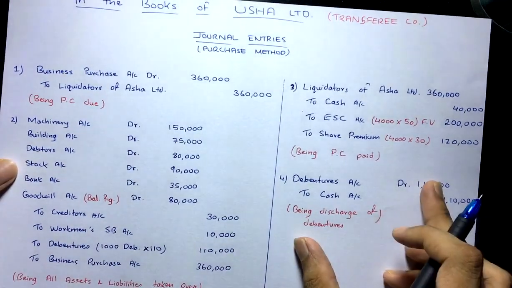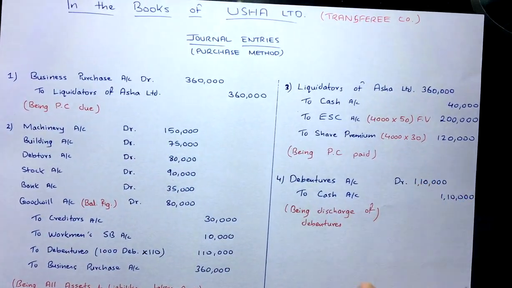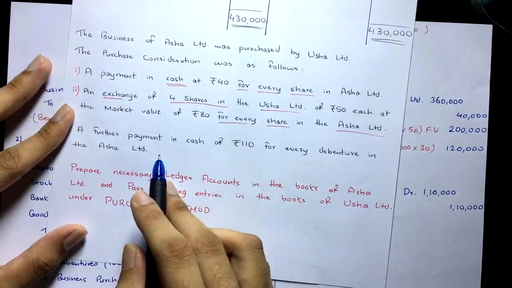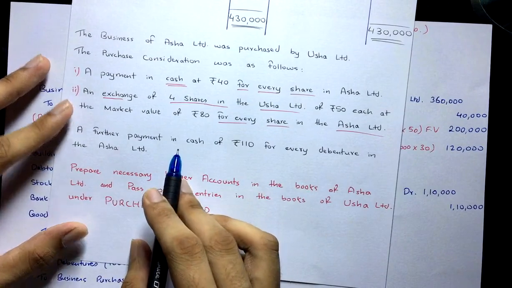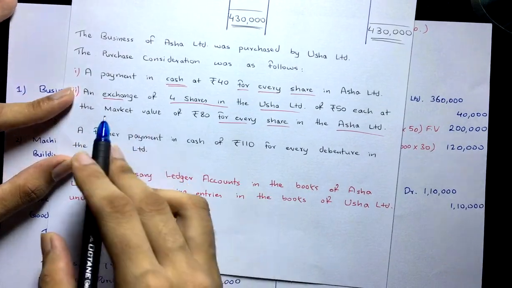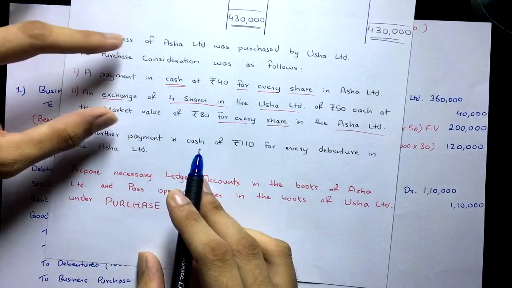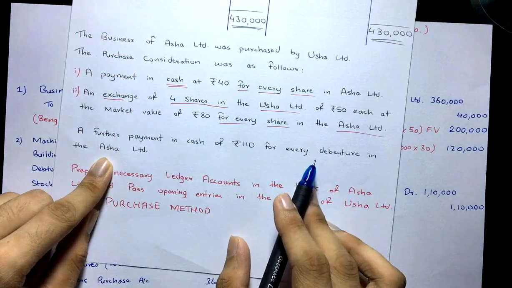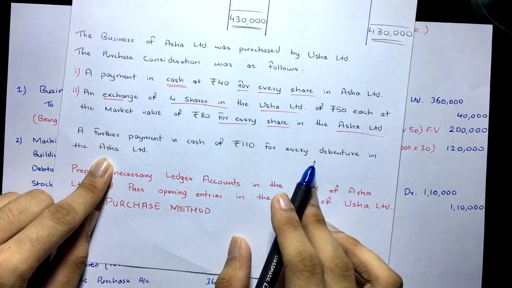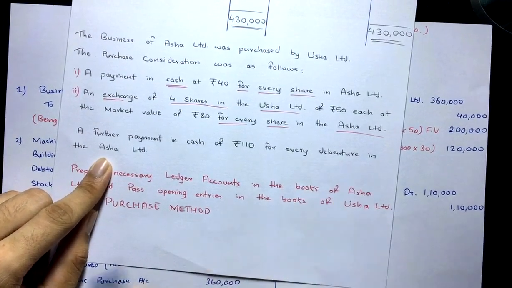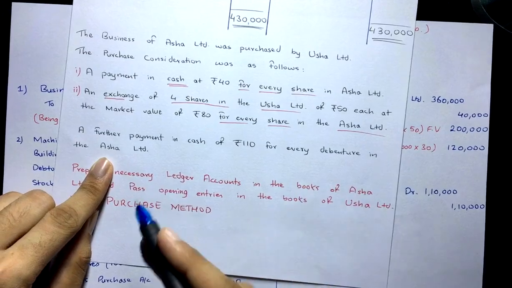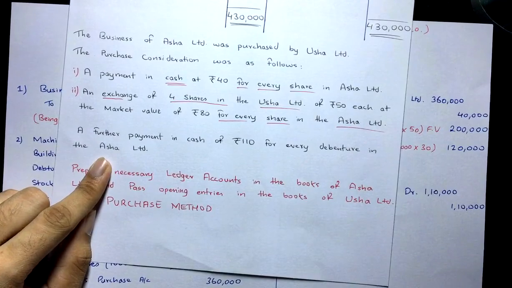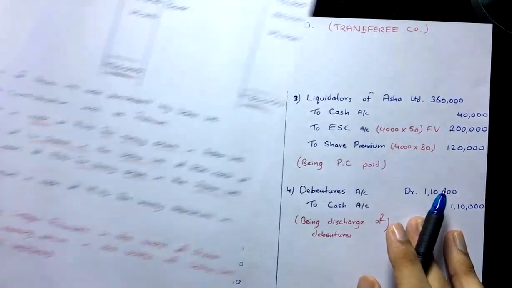And then the fourth entry is payment of debentures. In this question, we have paid the debenture holders. Now this was given along with the purchase consideration. See here they are talking about purchase consideration, and here this is given. We have paid debenture holders also, but this doesn't become part of purchase consideration. These are debenture holders, not the owners of the company. PC is paid to owners, equity and preference shareholders. These are debenture holders. So now we have to pass an entry for that.